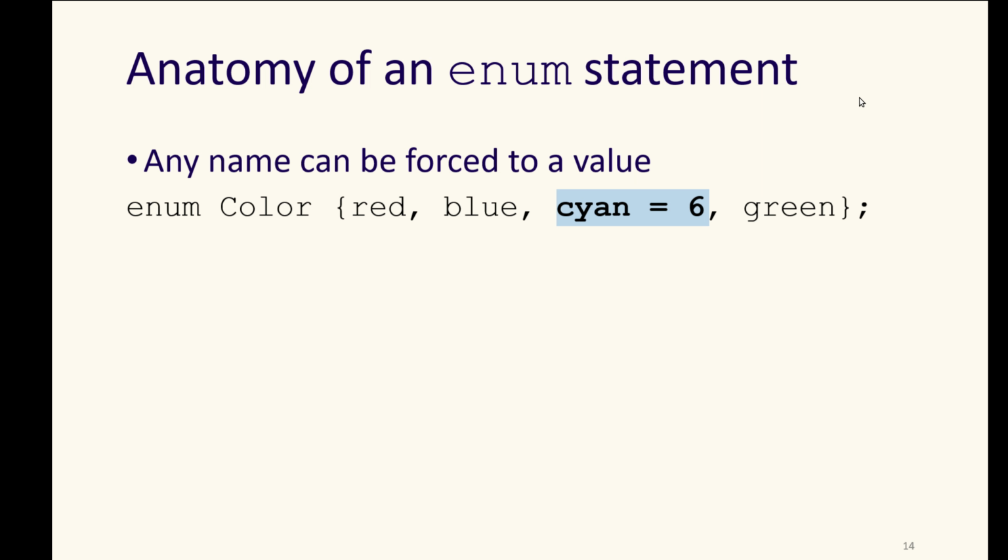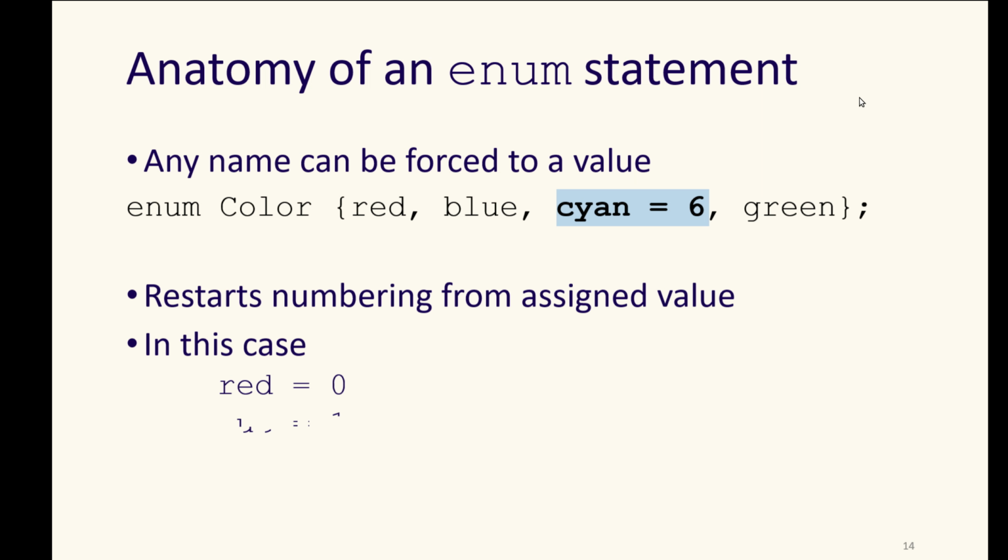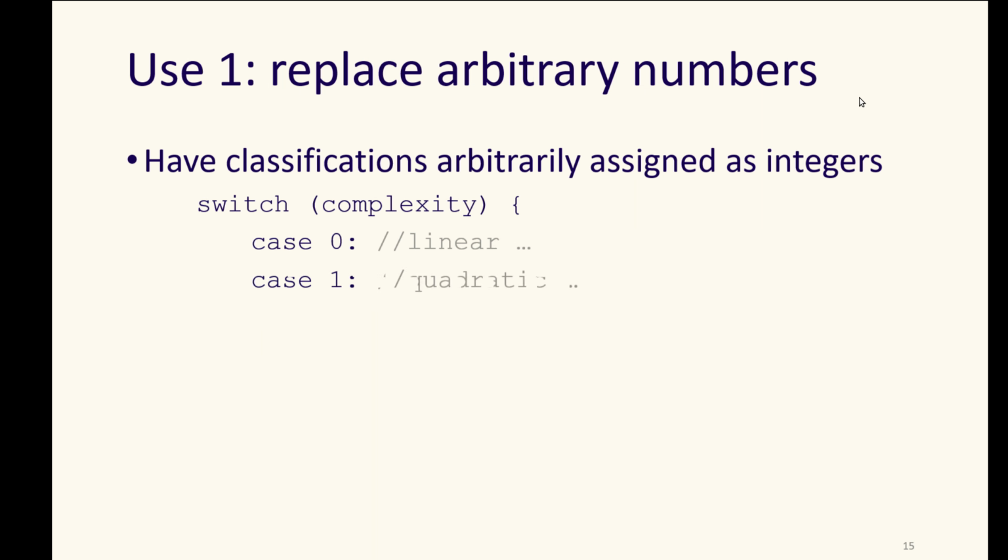You can specify a particular value for one of those that's out of sequence. For example, if you wanted the sequence to start at something higher than 0 for red, we could have defined that to be some higher number. It restarts the numbering from that assigned value for anything that follows. So here we have red becoming 0, blue becoming 1, cyan, because it's hard-coded, becoming 6, and green, which follows it, becoming 7.